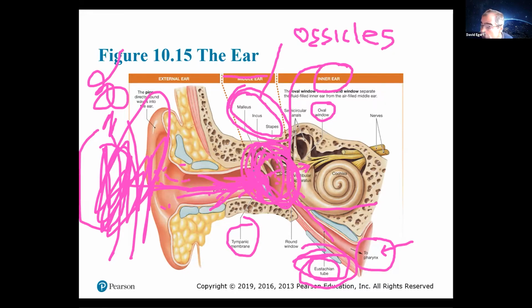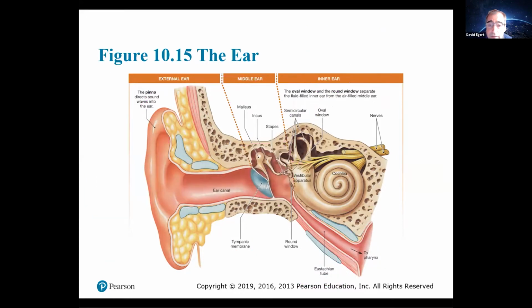So anyway, let's go back to annotate. So, questions about the middle ear.